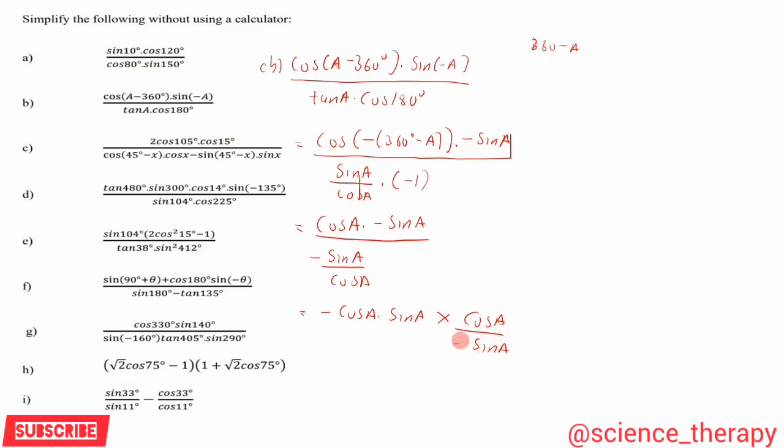Now at this point we can see the negative and the negative will cancel out, and then we also have the cancellation of sine A and sine A. The negative and negative, then we'll only be left with cos A positive and cos A here. So that will give us cos squared A. Now at this point we have simplified to one trigonometric ratio.